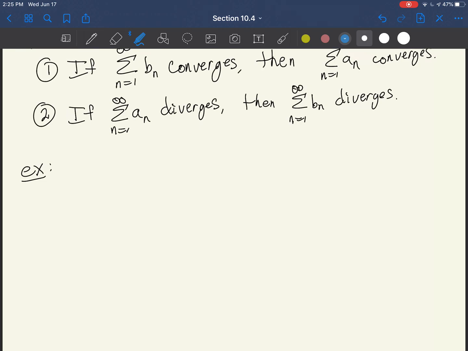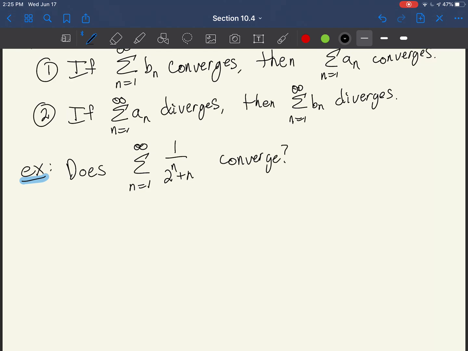So let's see this in action. Example. Does the summation from n equals 1 to infinity of 1 over 2 to the n plus n converge? Solution. So we go through the tests. This is not a geometric series. This plus n makes it not geometric. This is not a p-series. This 2 to the n makes it not a p-series.